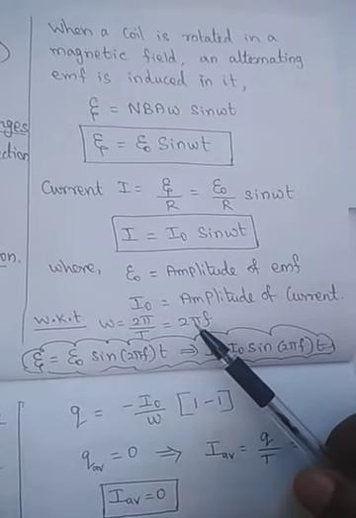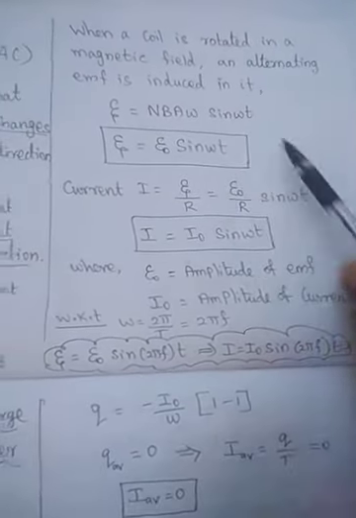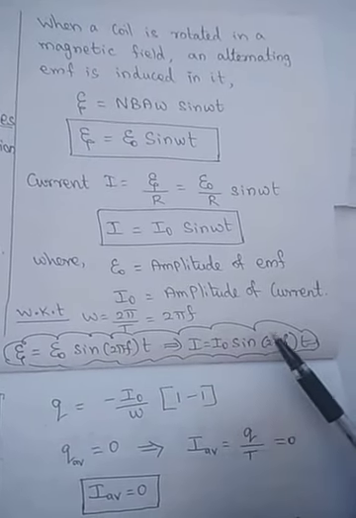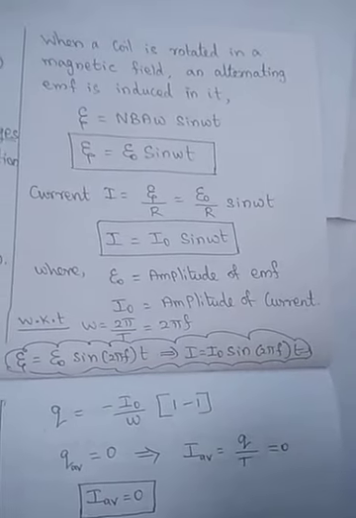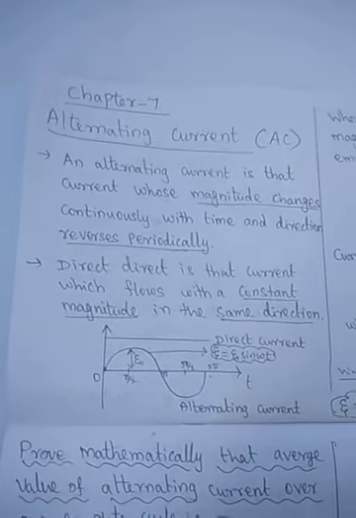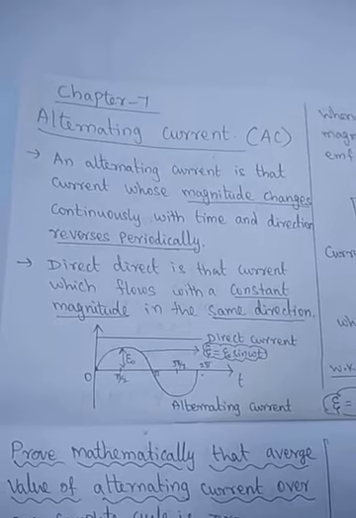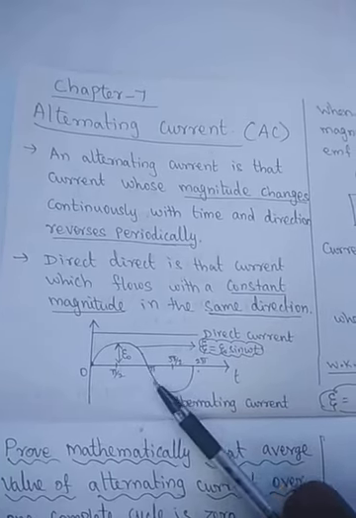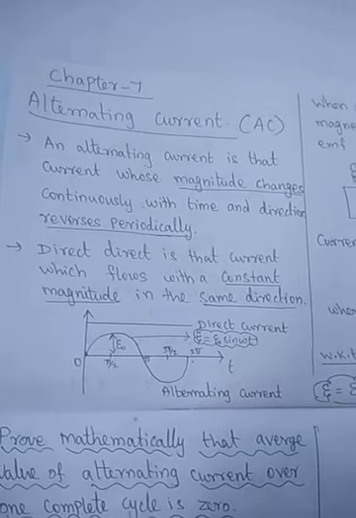So 2 pi by T, where 1 by T is the linear frequency f, gives 2 pi f. So we can write these equations as E is equal to E naught sin 2 pi f t, or I is equal to I naught sin 2 pi f t. Instead of omega, we substitute 2 pi f. These are the basic information about alternating current. Alternating current means the magnitude changes with time and the direction also reverses periodically, not irregularly. For 180 degrees it is the upper half cycle, another 180 degrees the lower half cycle, another 180 degrees the upper half cycle. Likewise, it changes periodically.